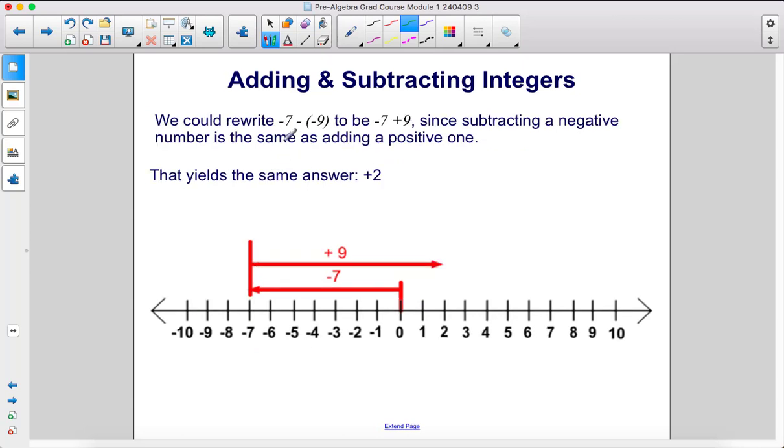We could rewrite negative 7 minus negative 9 to be negative 7 plus 9. So these two negative signs are going to cancel out and become a plus, since subtracting a negative number is the same as adding a positive one, and you'll get the same result. Negative 7, so we start at 0, go to negative 7, then we're going to add 9, move 9 spaces to the right, and we end up at 2.